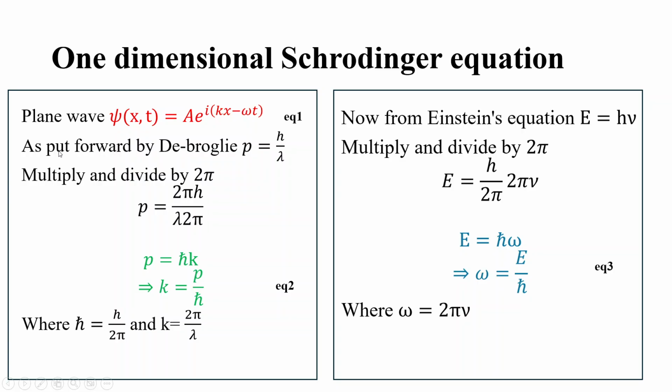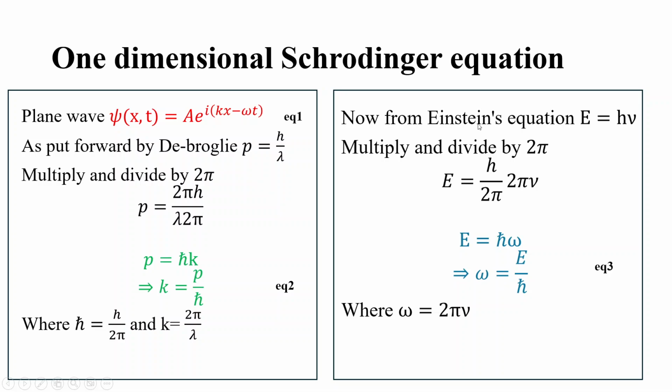Now, as put forward by de Broglie, p = h/lambda. What if we multiply and divide it by 2 pi? Now h/2 pi is h cross and 2 pi/lambda is k. So p = h cross k. From here, k = p/h cross. Let's say this is our equation 2.